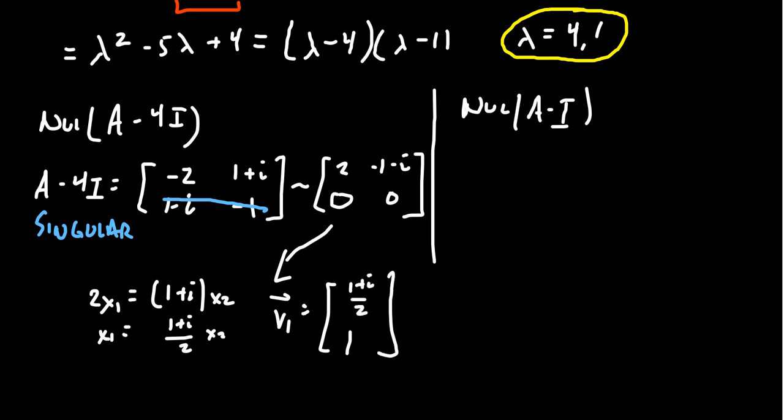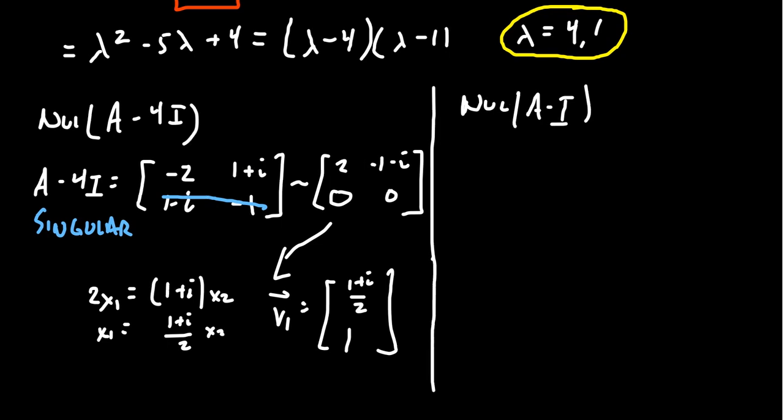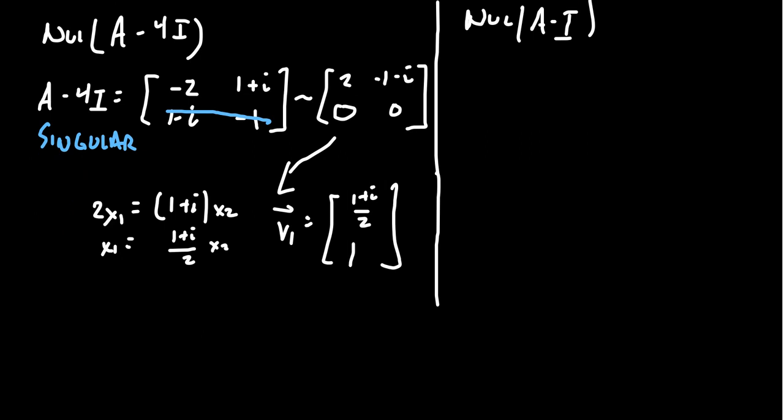And like always, if you don't care for the fractions, you could always factor that thing out, the 1/2 that is. And so you end up with 1 plus i and 2, which is kind of what I was hinting towards earlier. And you can just ignore this scalar because, again, we're looking for a basis.